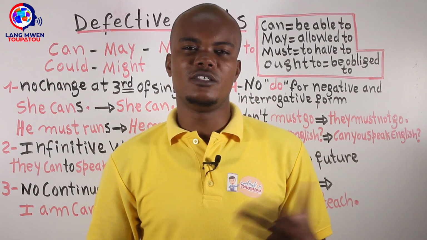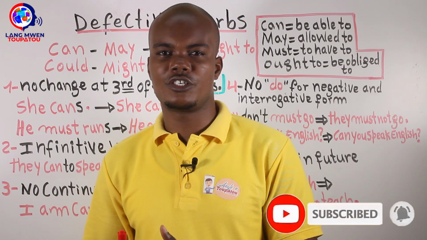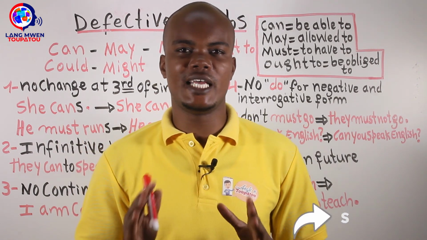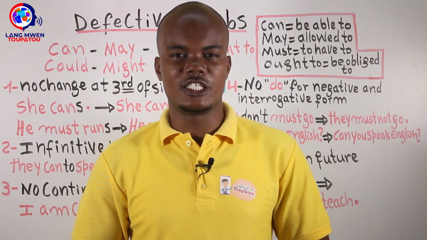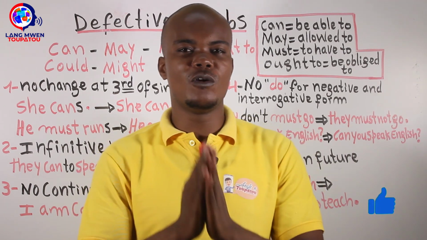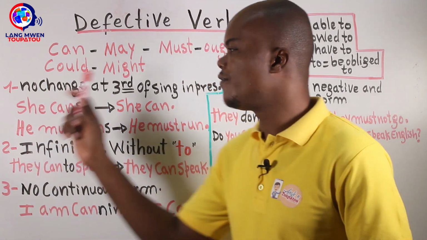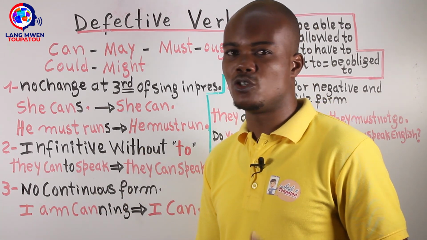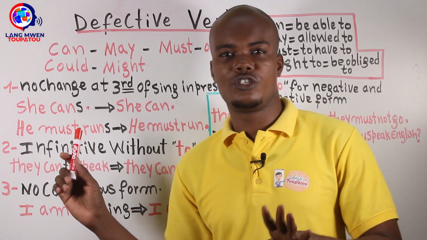Okay, defective. When you say defective, it is something that is imperfect in form, structure, or function. Defective verbs are a group of verbs in English which do not respect many rules in English. They have their own rules. They are not the same. They don't follow the same rules as the other verbs in English. I have 5 tips to teach you today on how to use defective verbs or modals in English. Let me teach you now the first one, what you should avoid.